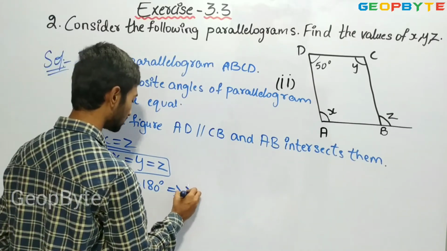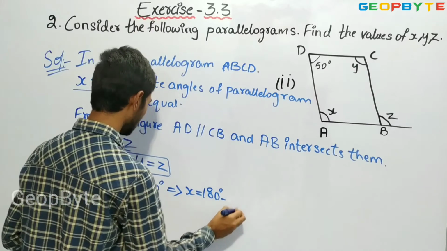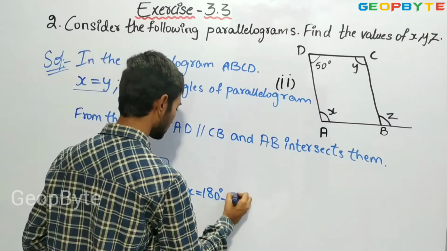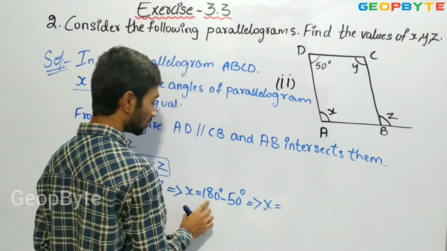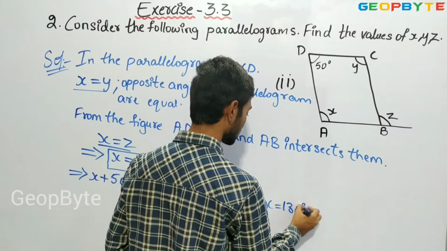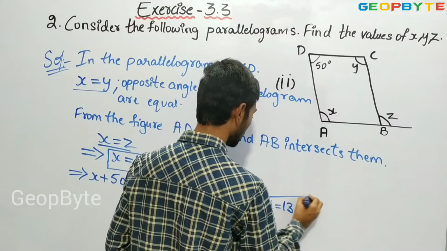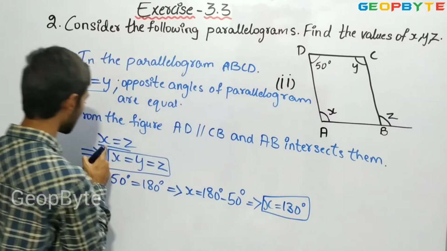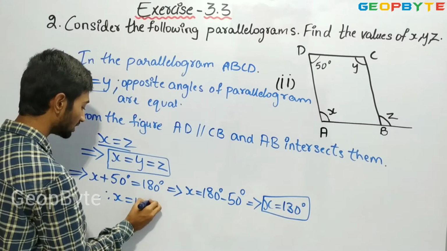So here x is equal to 180 degrees minus 50 degrees. That implies x equal to 180 minus 50, which is equal to 130 degrees. So we got x equal to 130 degrees.